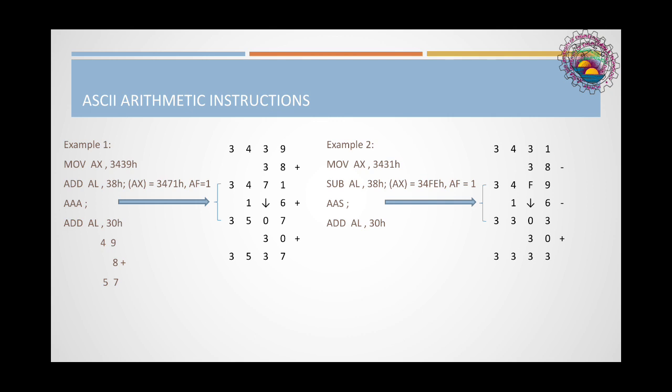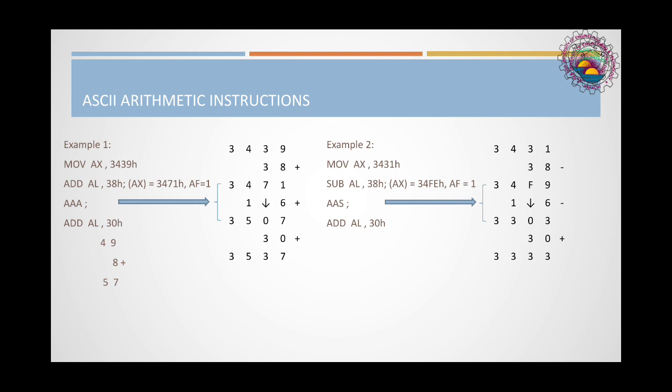So when AAS is executed, it will check the lower nibble of AL, that is 9, not requiring adjustment, but because AF, the auxiliary carry flag, is 1, AL will be adjusted. From the lower nibble of AL, 6 will be subtracted, so 9 minus 6 equivalent to 3, and the higher nibble of AL will be cleared to 0. As the adjustment is made for AL, 1 will be subtracted from AH, so that will become 34 minus 1, 33.